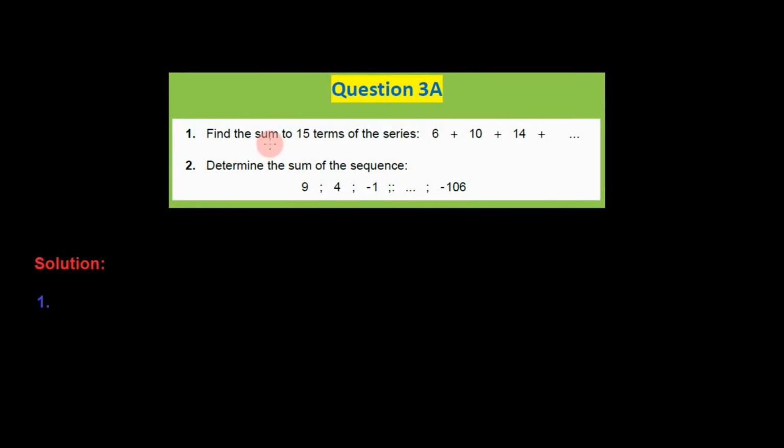Let's look at your answer to the first question here. We have to find the sum to 15 terms of the series. So let's check whether it's an AP. So term 2 less term 1 will be 10 less 6, which is 4. And term 3 less term 2 is 14 less 10, which is also 4. So this is an AP with common difference 4.